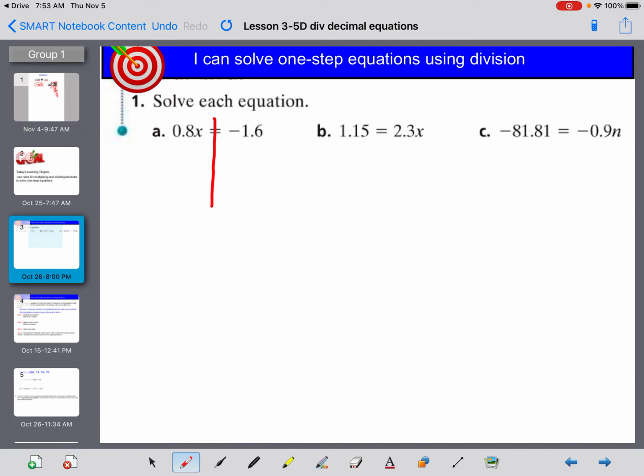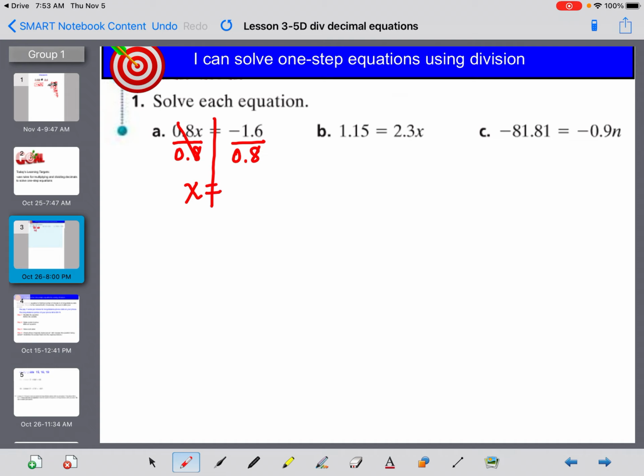Start by drawing a line down the equal sign. I look at my variable, which in this case is on the left side. My variable is being multiplied by 8/10. The inverse of multiplication is division. We show division using a fraction bar. We're going to divide both sides by 8/10, leaving x by itself isolated on the left side.